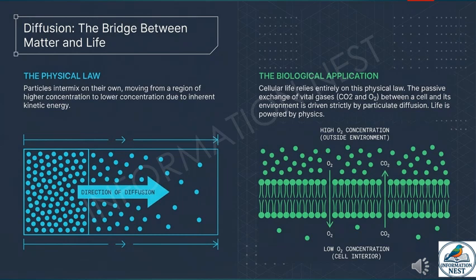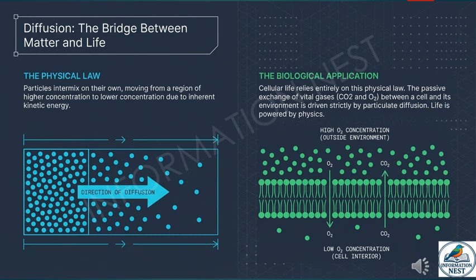Now, look at the green side. That's your cell membrane, the ultimate bouncer. See the oxygen on the outside. There is a crowd of them out there, and they are desperate to get in because the concentration inside is low.